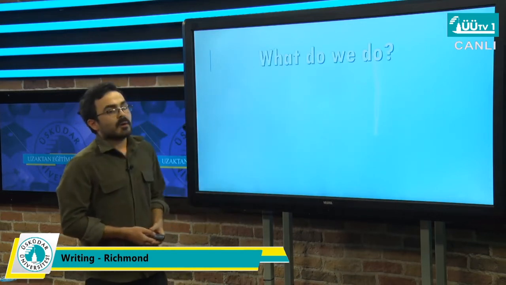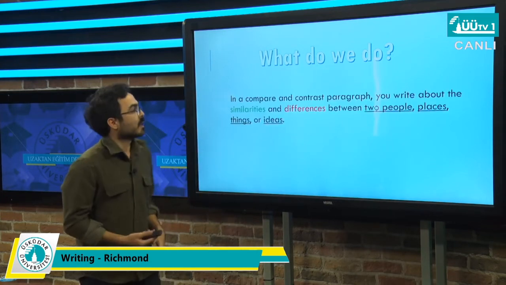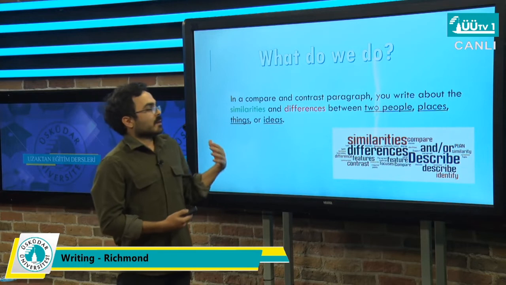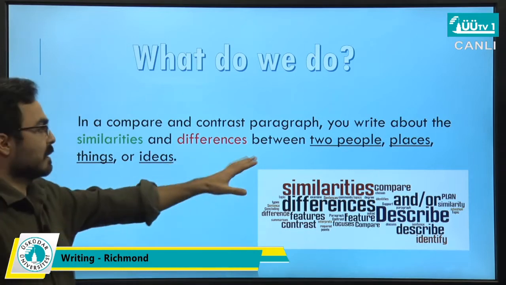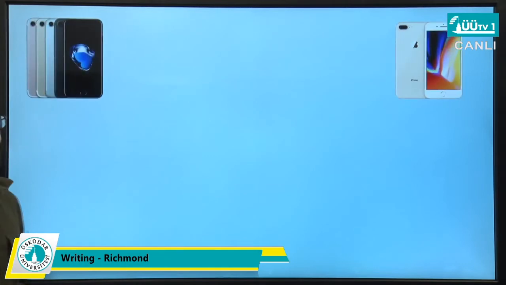Good. Now, what are we doing when we are writing a compare and contrast paragraph? In a compare and contrast paragraph, we write about the similarities and differences between the two people, places, things, or ideas. Now, again, we are seeing that this theme keeps repeating itself. Two people, places, things, or ideas. Now, let's compare these two things here, okay? Let's compare iPhone 7 and iPhone 8 with each other. I'm hoping that you are all familiar with these two telephones here.